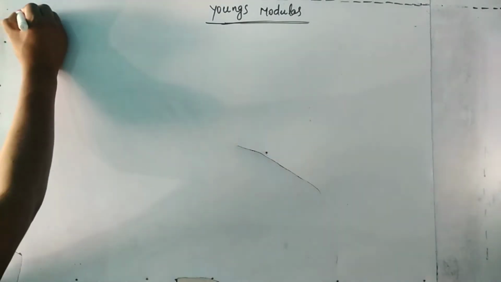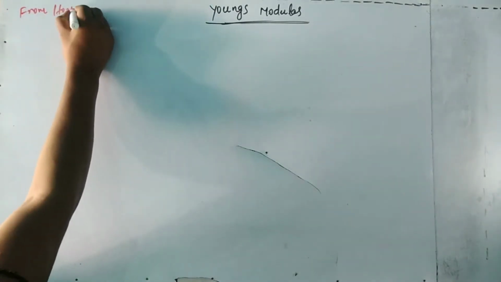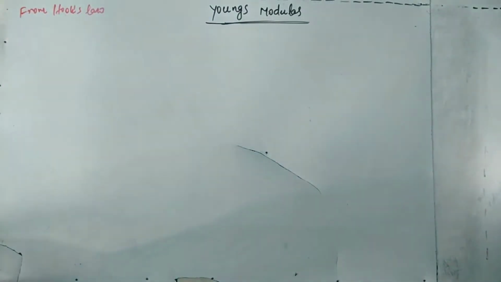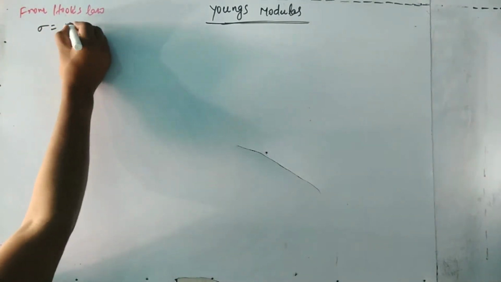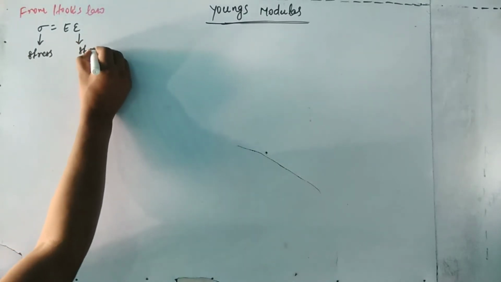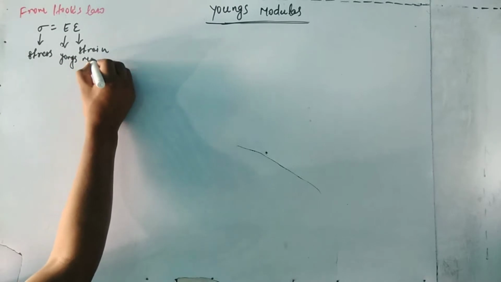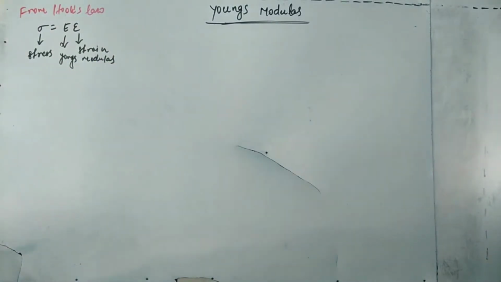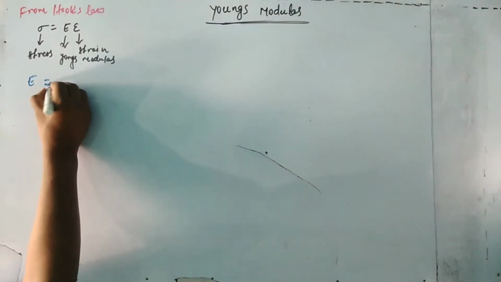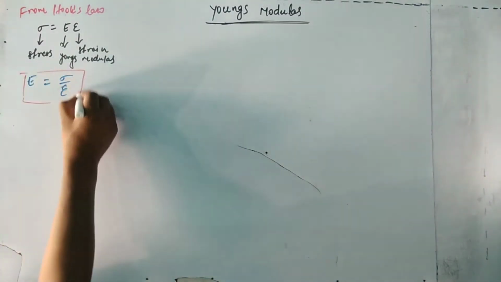What is Young's modulus? From Hooke's law we know that sigma equals E epsilon, where sigma is stress and epsilon is strain, and here the value of E is Young's modulus. Therefore E equals sigma by epsilon, and it is Young's modulus.